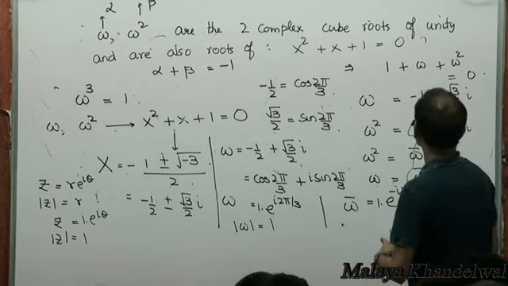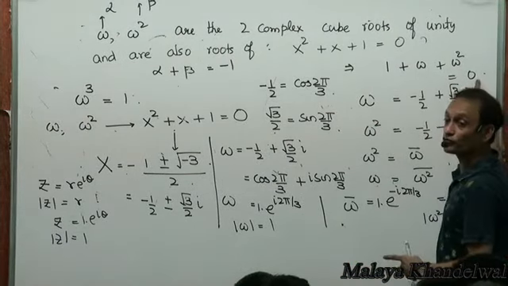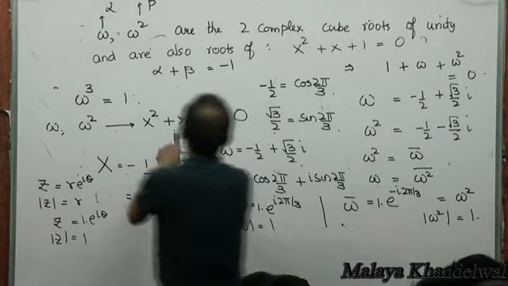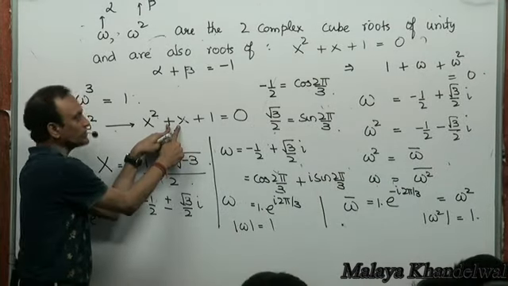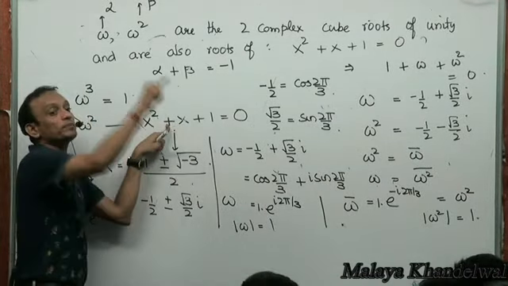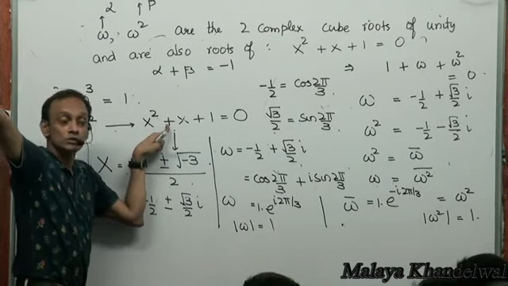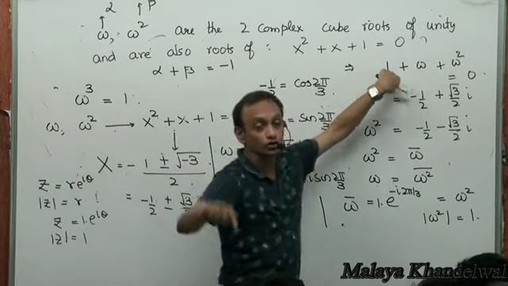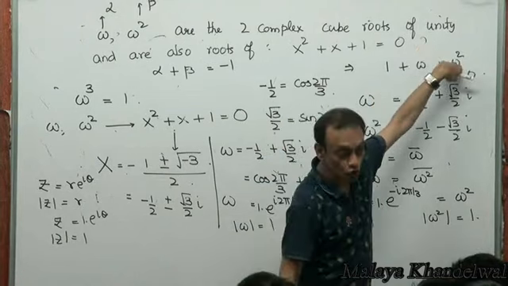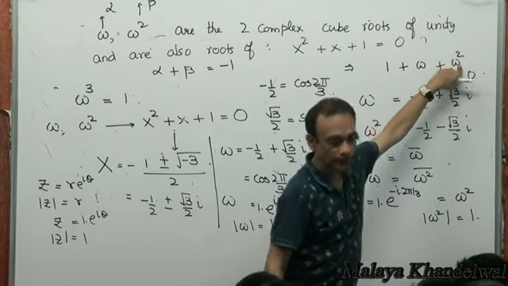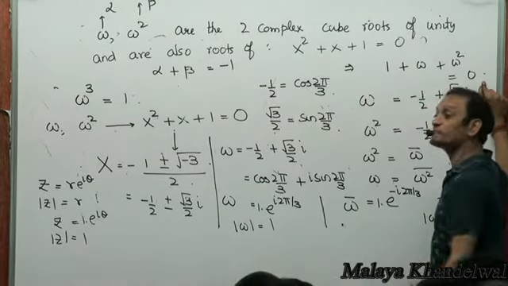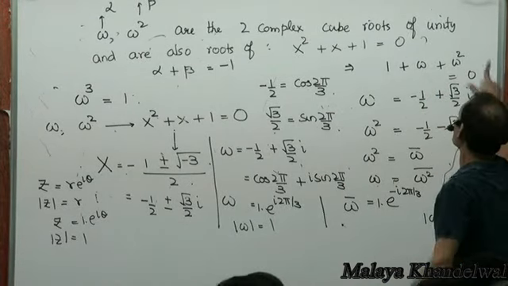Then we figured out the sum of the 3 cube roots of unity is 0. Why? Because omega plus omega square, the 2 roots of this quadratic, would be minus 1. So 1 plus omega plus omega square must be 0. That means this is one real cube root of unity. These are the 2 complex cube roots of unity. Right? And they always must add up to 0.